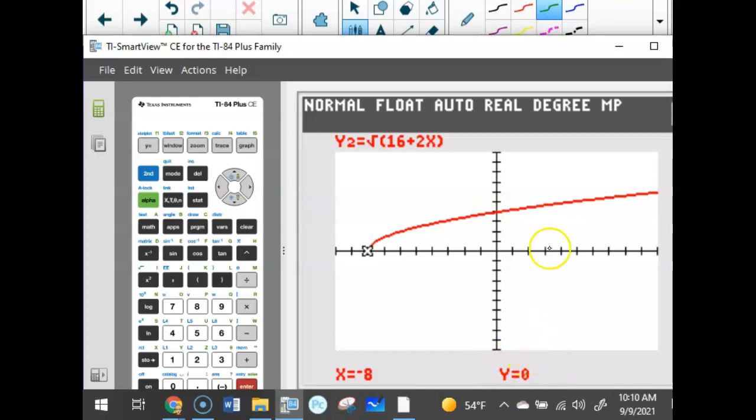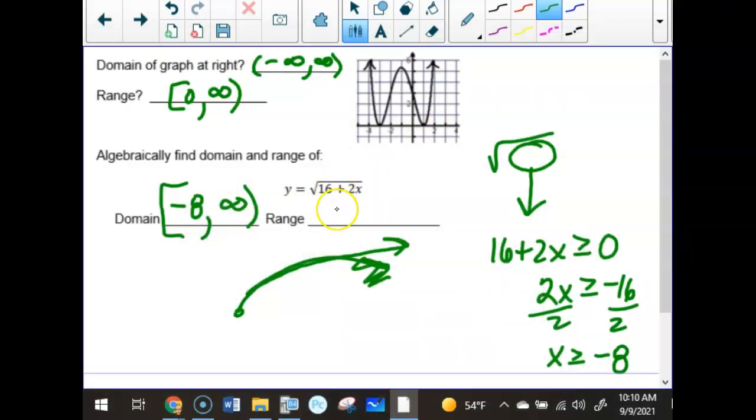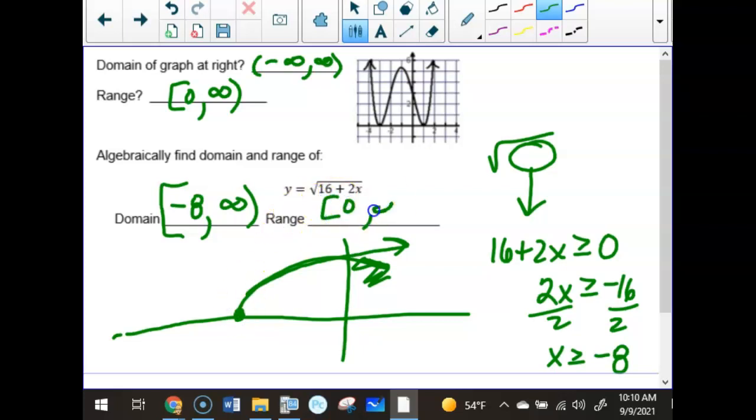So what's the bottom to top business? Remember, what was the y value here? Yeah, this is 0 and up. How you feeling? Domain and range.